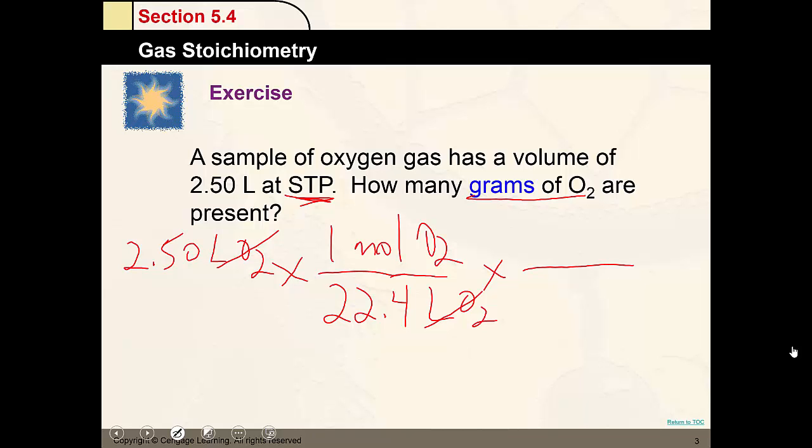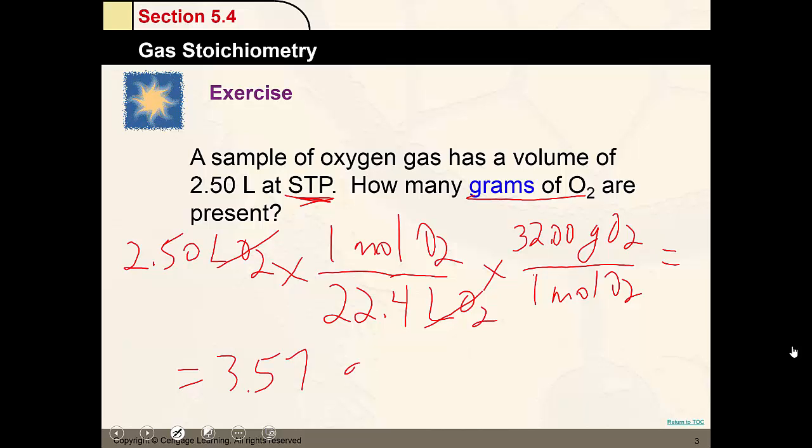And then, finally, moles to grams, we multiply by the molar mass of O2, so 2 times the mass of oxygen, so 32 grams for every 1 mole. And when you do that, you get a mass of 3.57 grams of oxygen. Okay, so you should be able to not only convert from liters to grams like you just did, you should also be able to do the reverse, convert grams to liters, when a sample of gas is at STP.